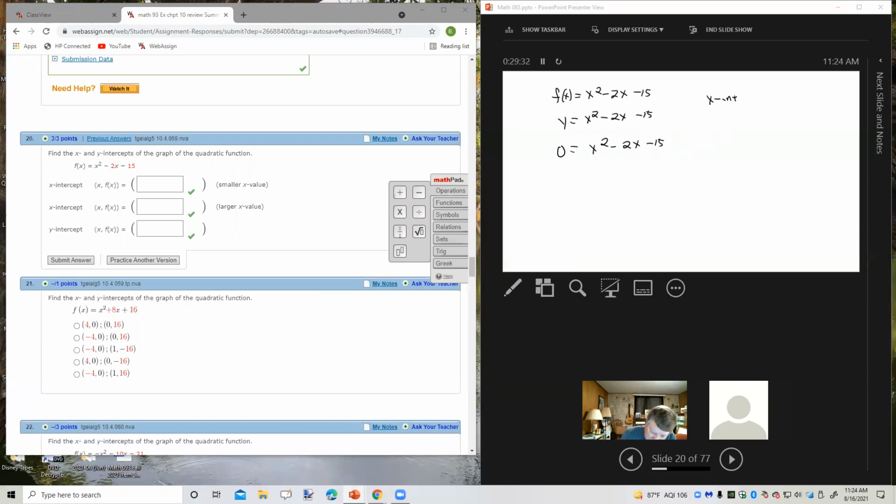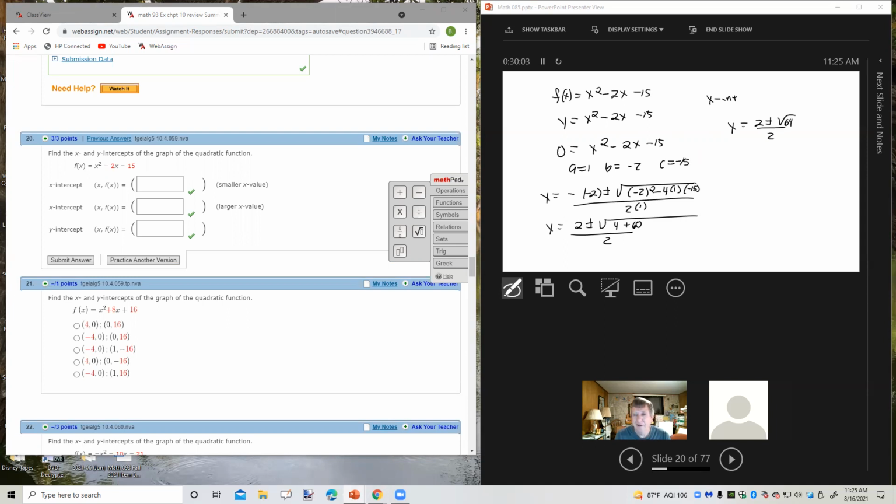Well, we'll use the quadratic formula, and it's already in nice form. a is 1, b is -2, c is -15. x equals -b, plus or minus the square root of the quantity b squared minus 4ac, all over 2a. x equals 2, plus or minus the square root of 4 plus 60, all over 2. x equals 2, plus or minus the square root of 64, all over 2. x equals 2, plus or minus 8, all over 2. x equals 2 plus 8 over 2, which is 10 over 2, which is 5. So one of our x-intercepts is at 5, 0. x equals 2 minus 8 over 2, which is negative 6 over 2, which is negative 3. So the other one is at negative 3, 0.